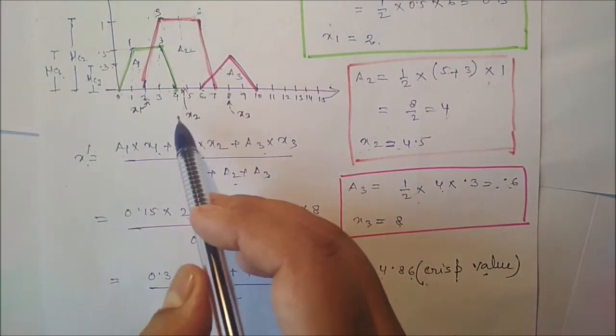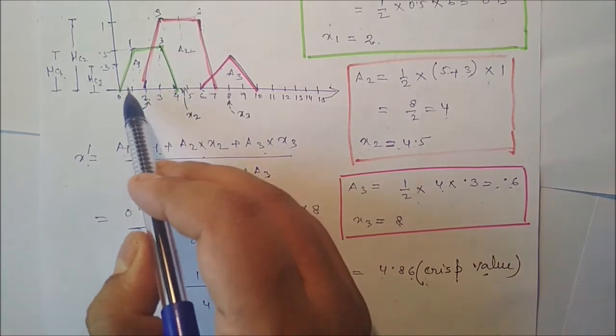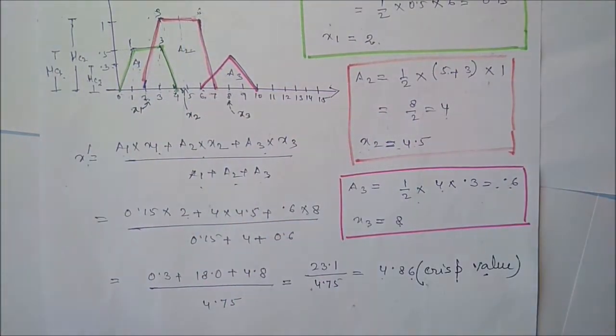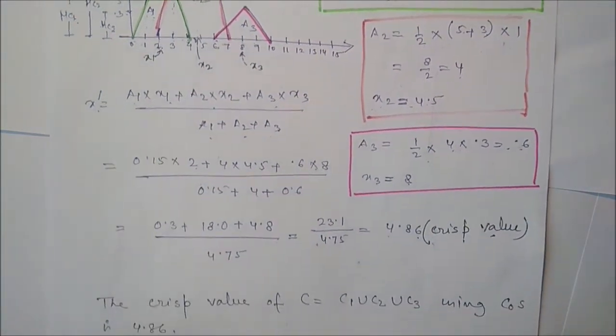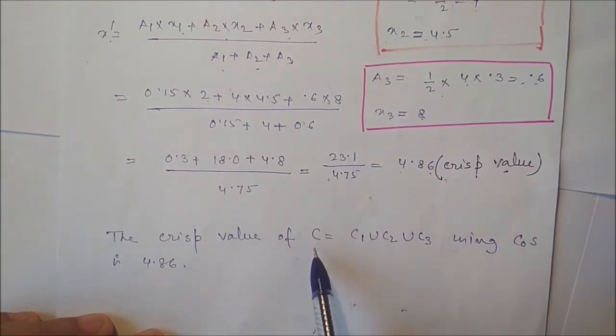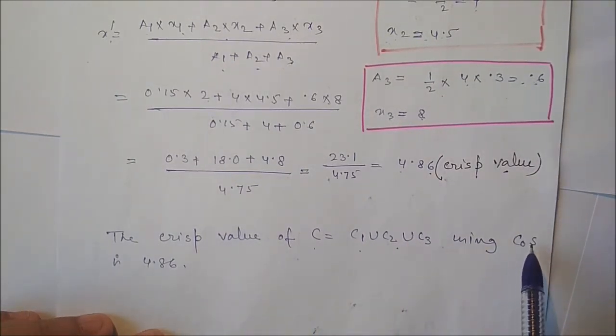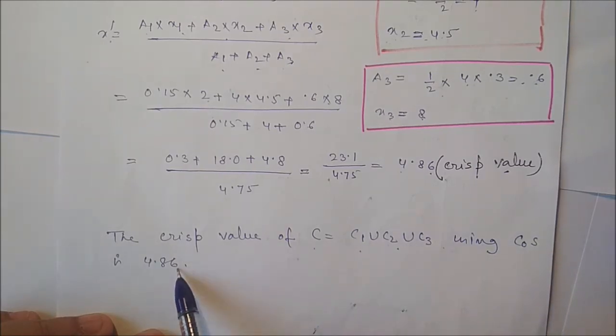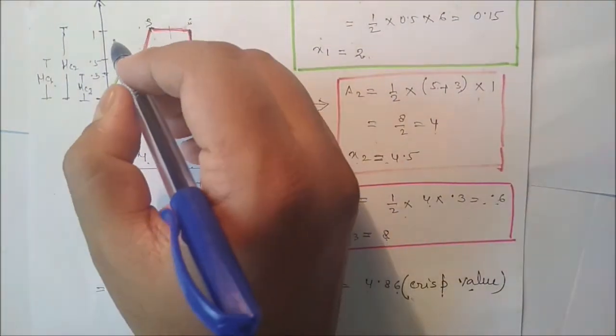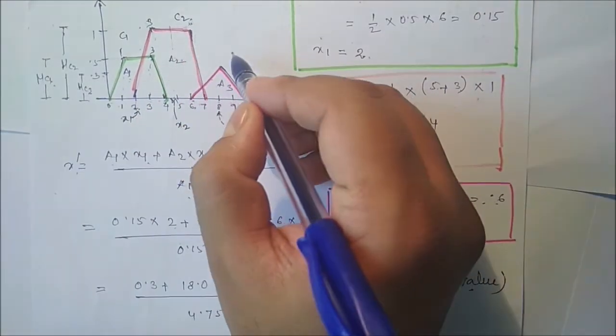Okay, so 4.86 is somewhere here. This is the crisp output of this particular fuzzy output. So the crisp value of C, that is C1 union C2 union C3, using the center of sum method is 4.86. Assume this is our C1, this is our C2, and this is our C3.